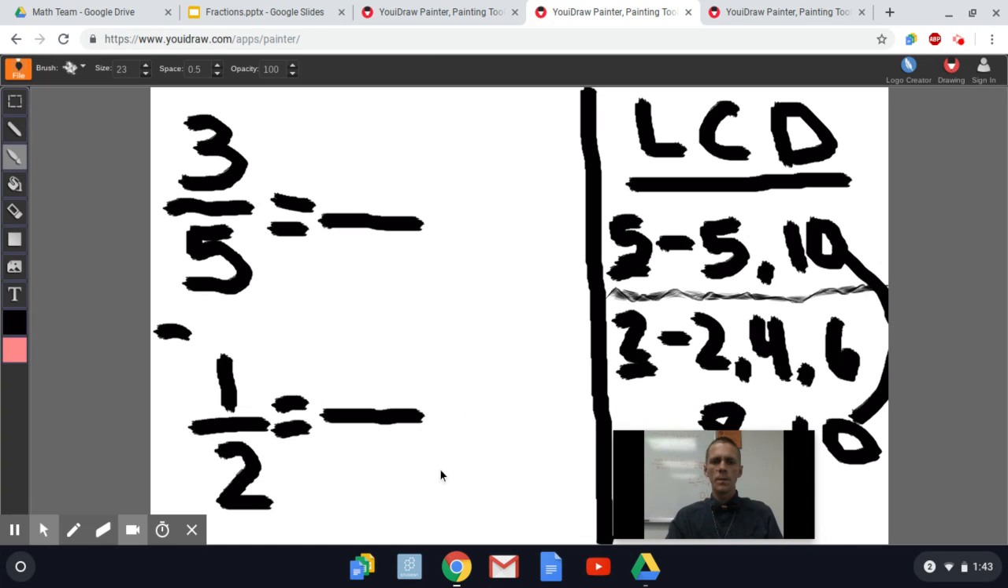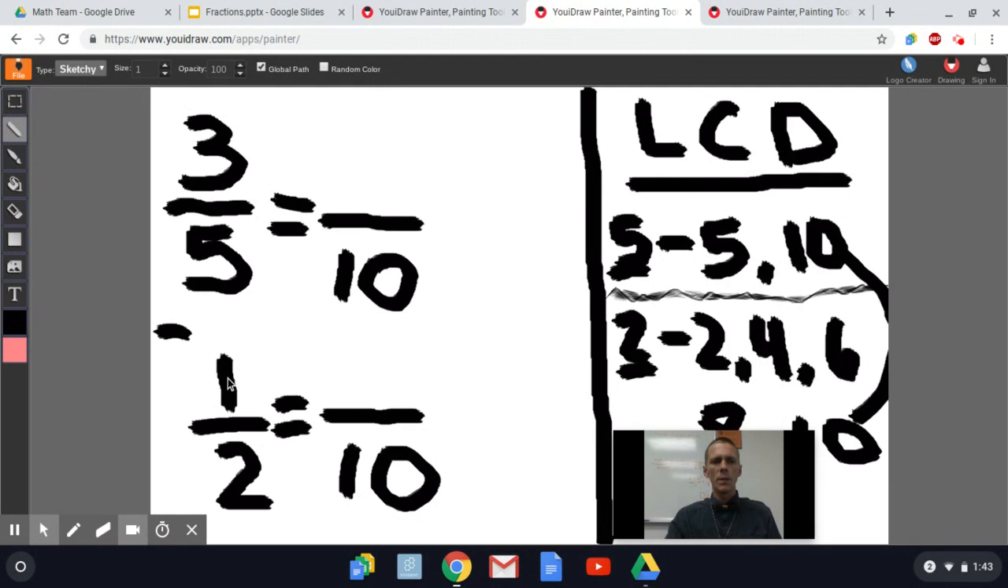Now when you have that lowest common denominator and you already know what it is, what we can do is now fill in our new denominator. Now 2 times what number is going to give us 10? Perfect. 2 times 5, because 2 times 5 is 10. Now again, whatever you do to the bottom, you do to the top. So 1 times 5 gives you 5. Perfect.